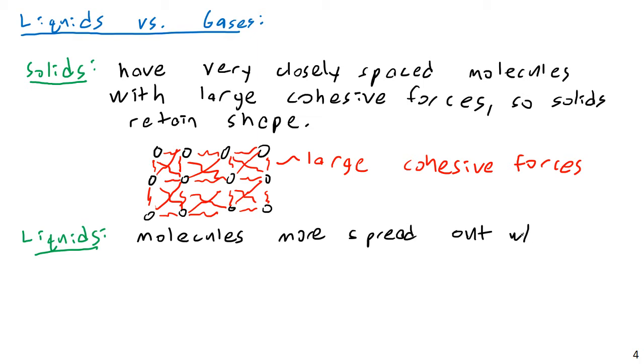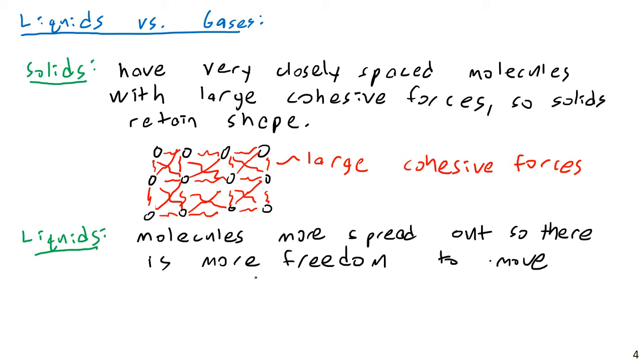More spread out. So I should say, there is more freedom to move. And even if they're not more spread out, they do have more degrees of freedom. However, it will still conserve its volume. There is more freedom to move, but one crucial thing is that it maintains its volume when put into a container.